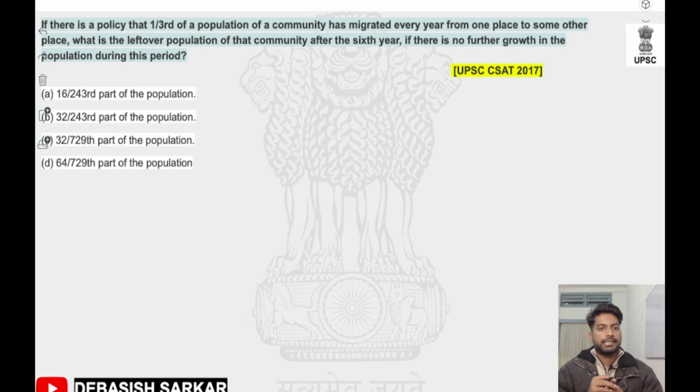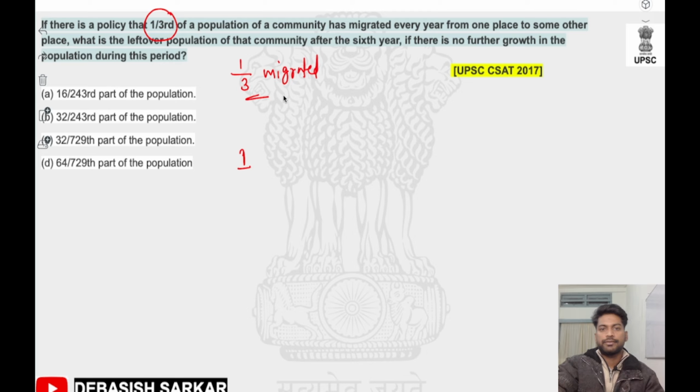If there is a policy that 1/3 of the population of a community has migrated every year from one place to some other place, what is the leftover population of that community after 6 years? Every year. So suppose the population is yours 1, okay, 1 unit, because they didn't say any population. So in fraction, always think it's your 1. Okay, total population will be 1. 1/3 is migrated.